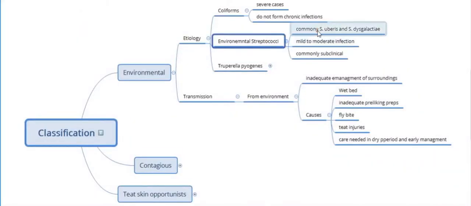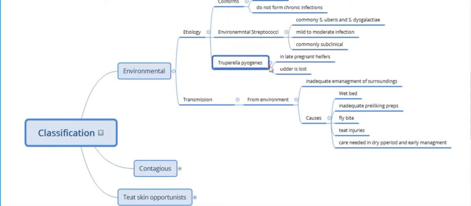Another important group that causes environmental mastitis is environmental streptococci, like Streptococcus uberis and Streptococcus dysgalactiae, and they are known to cause mild to moderate infection and occasionally subclinical mastitis also. Trueperella pyogenes is a peculiar bacterial organism that is notorious for causing mastitis among heifers, and that too in the stages of late pregnancy. That will result in a severe purulent infection of the udder, and usually the udder is lost. So that is environmental mastitis.